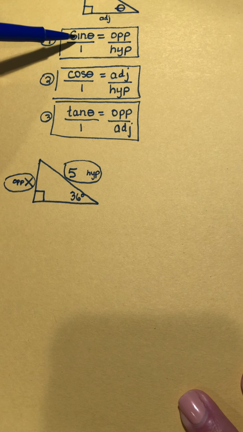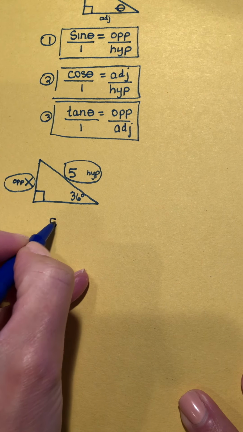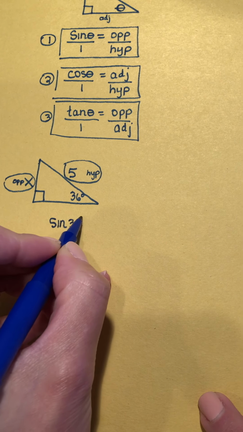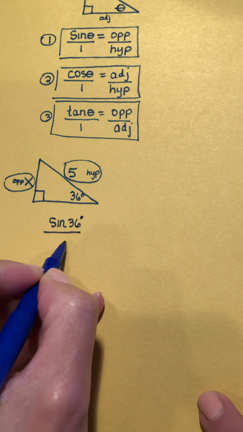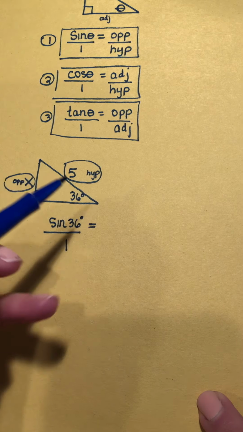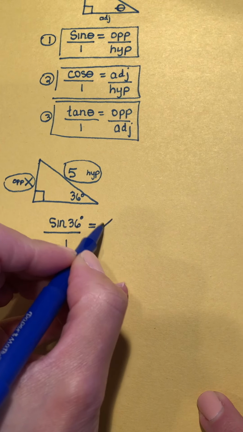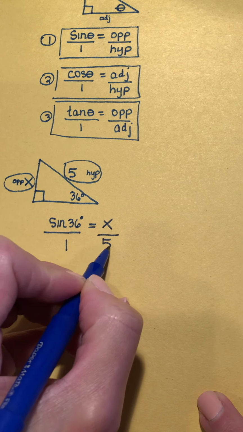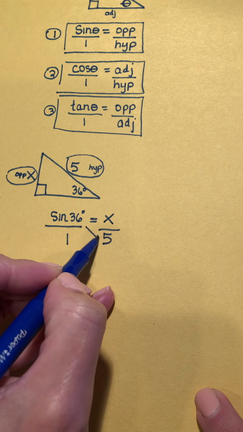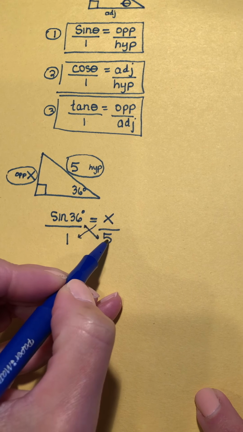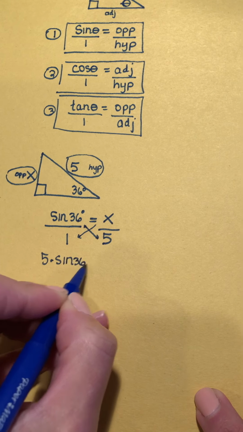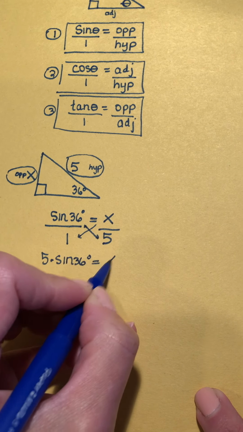So let's try it. Sine of theta is the sine of the angle that I'm given. So sine of 36 over 1, and that's 36 degrees. I'm filling that in, equals opposite over hypotenuse. Well, my opposite side is x, my hypotenuse is 5. So what am I going to do? I'm going to cross multiply. I'm going to say 5 times the sine of 36 equals 1 times x, which is x.